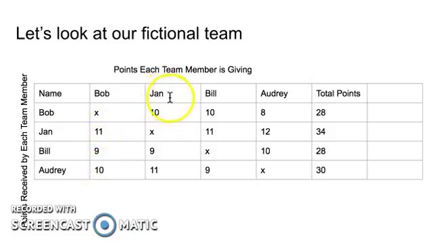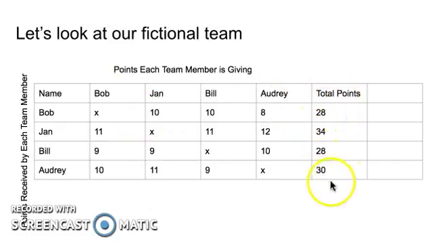Right here, Jan gave her points in the following way. She gave Bob 10. You can see it right here. If we move all the way over to Audrey, this is how Audrey decided to do her points. She gave Bob 8 points or less for whatever the reason may be. She felt that Jan was really the person who was doing the most. And as you can see, Jan consistently does better. And so this is how each person gives their points to the other members down here.